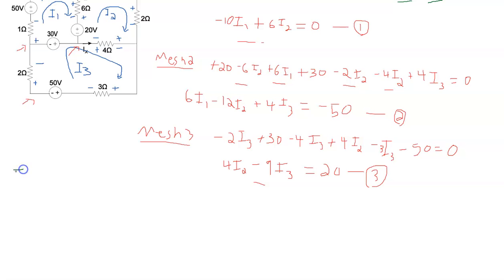For the calculator solution for this one, we have from equation 1, minus 10 for I1, 6 for I2, no term with I3, so be sure to put in your 0 for that. For equation 2, we have 6 times I1, minus 12 times I2, and 4 times I3. For our third equation, we have no term with I1, so we put in our 0 for that. We have 4 times I2, and negative 9 times I3.